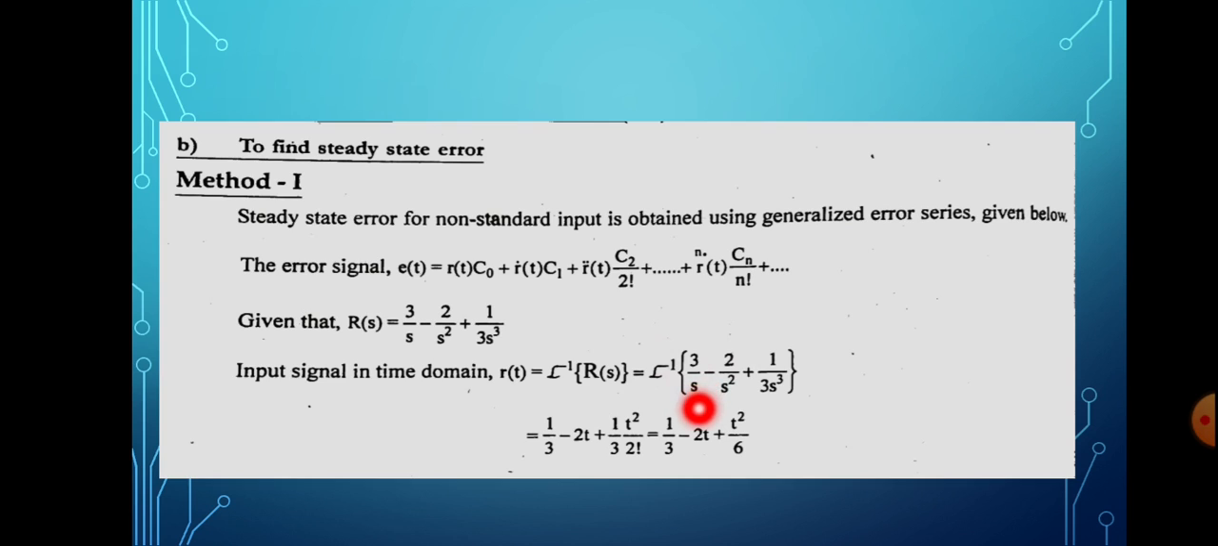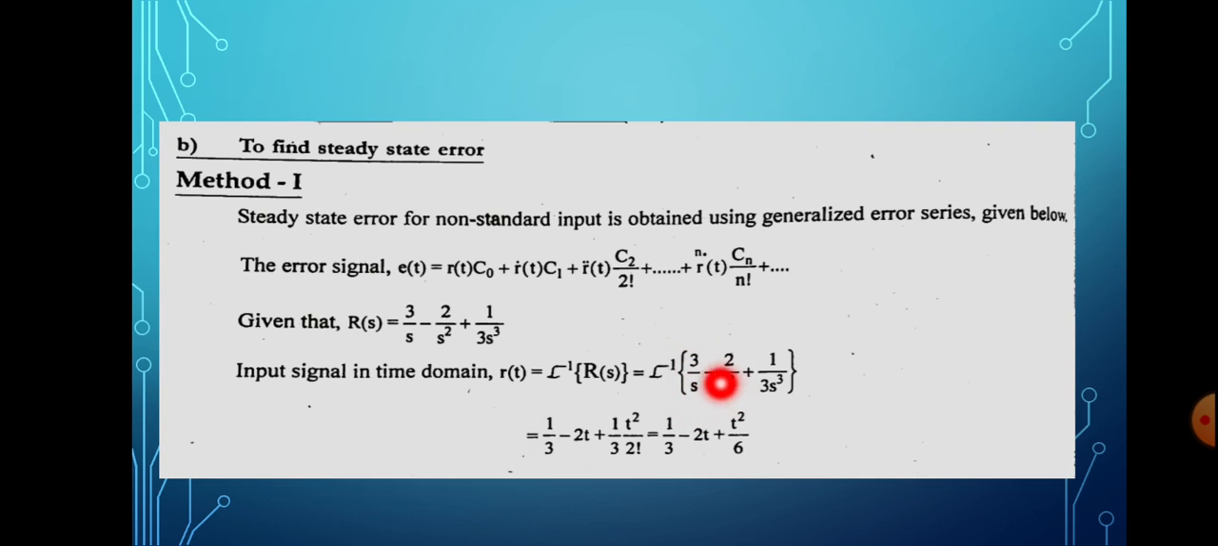Inverse Laplace transform of 1 by s is 1. Inverse Laplace transform of 1 by s square is t. Inverse Laplace transform of 1 by s cube is t square by 2 factorial. So you should know the equations for inverse Laplace transform, then only you can find the solution. So we will get the r of t signal as 1 by 3.